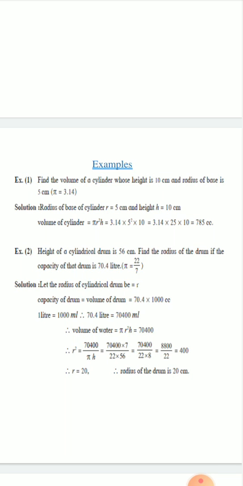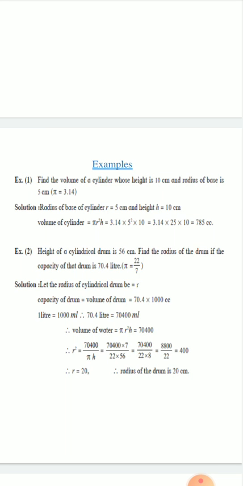So for the volume, again you have to use the same formula, pi r square h equals the volume given. After multiplication, 70.4 into 1000 becomes 70,400. So just put the value 70,400. Pi and h are with us; since they are in multiplication, they will go to division. So you will get r square as 70,400 divided by pi into h.